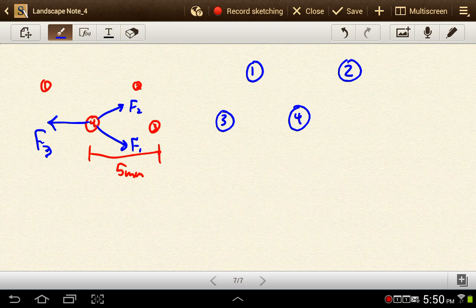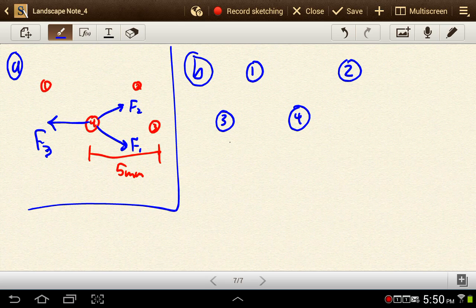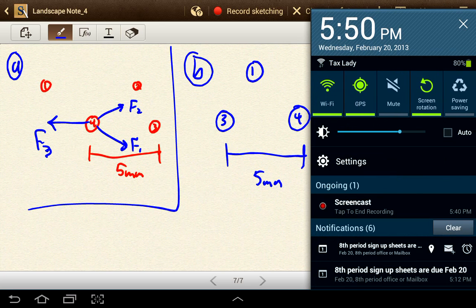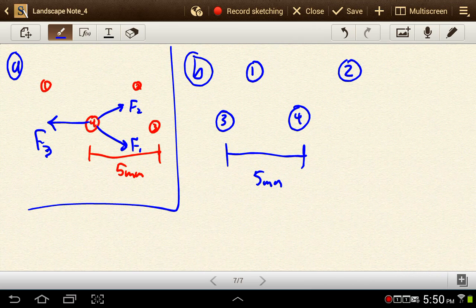But for part B, so this is part A over here. For part B, it's the same thing, except you're on the other side, because the only thing that's changed is that 3 now attracts 4, whereas in part A it repelled. Everything else stays the same, so that's all that changes there. Okay, that's it for problem 5.